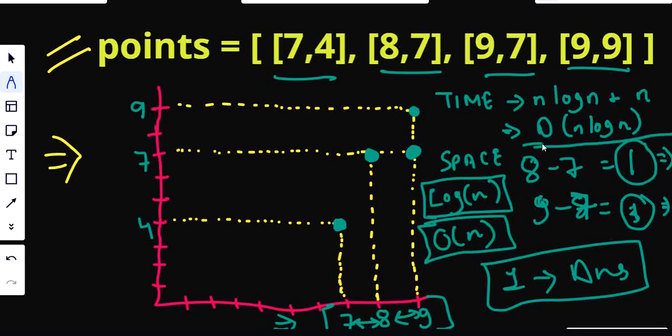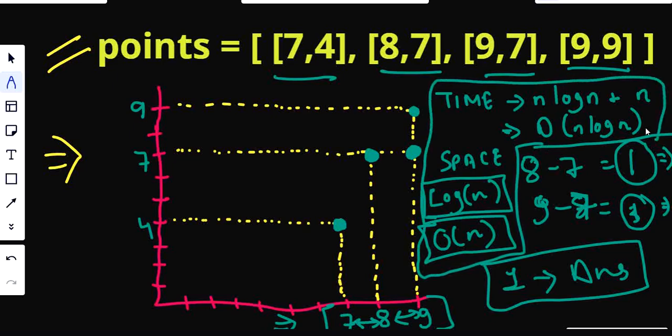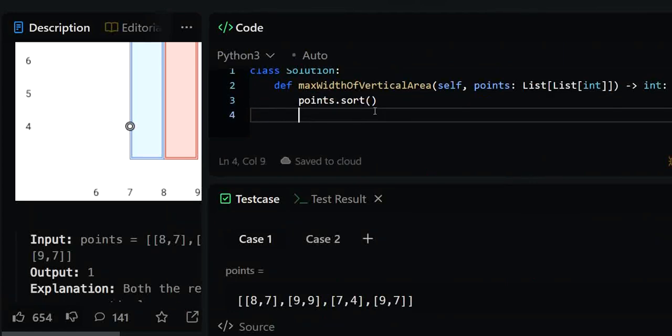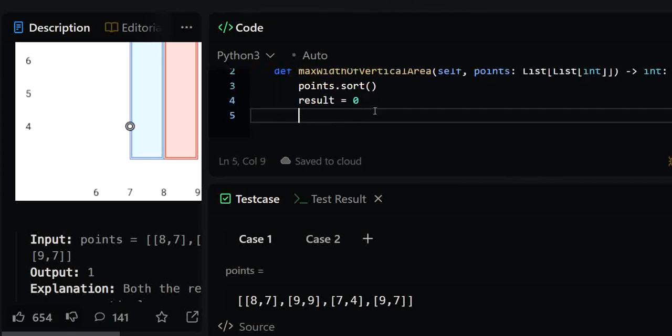And now let's jump to the coding part, and we will again be coding this solution in two languages, that is Python and Ruby. So let's quickly code this whole solution. So firstly, let's sort this array. After this, define our result variable, and then I'm saying for i in range 1 to length of points.